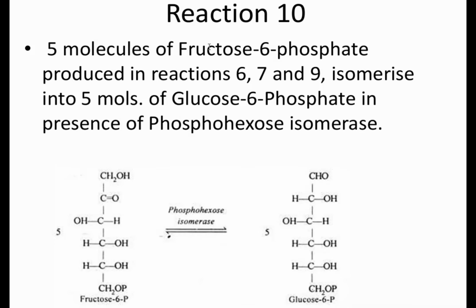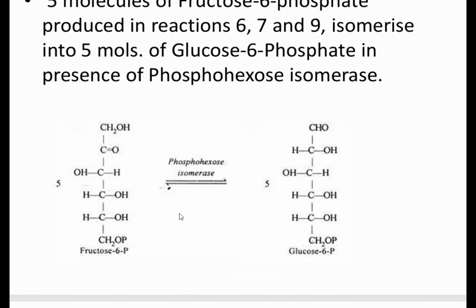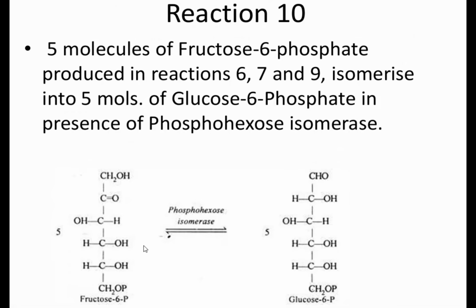So in reaction number 10, 5 molecules of fructose 6-phosphate produced in reactions 6, 7 and 9 are isomerized into 5 molecules of glucose 6-phosphate in presence of phosphohexose isomerase. So this is the reaction: 5 molecules of fructose 6-phosphate with the help of the enzyme phosphohexose isomerase will produce glucose 6-phosphate.